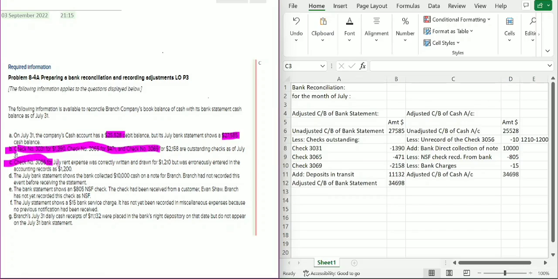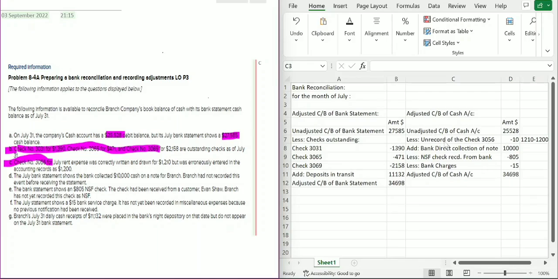Now point C. Point C says that there is a check number 3056 which the company has drawn towards the July rent expense. The check was drawn in good form and delivered to the landlord in good form. But while recording the check in the cash book, there is a mistake. Instead of 1210, we have recorded it as 1200. So there is a gap between the recorded and the actual amount. The gap is $10.